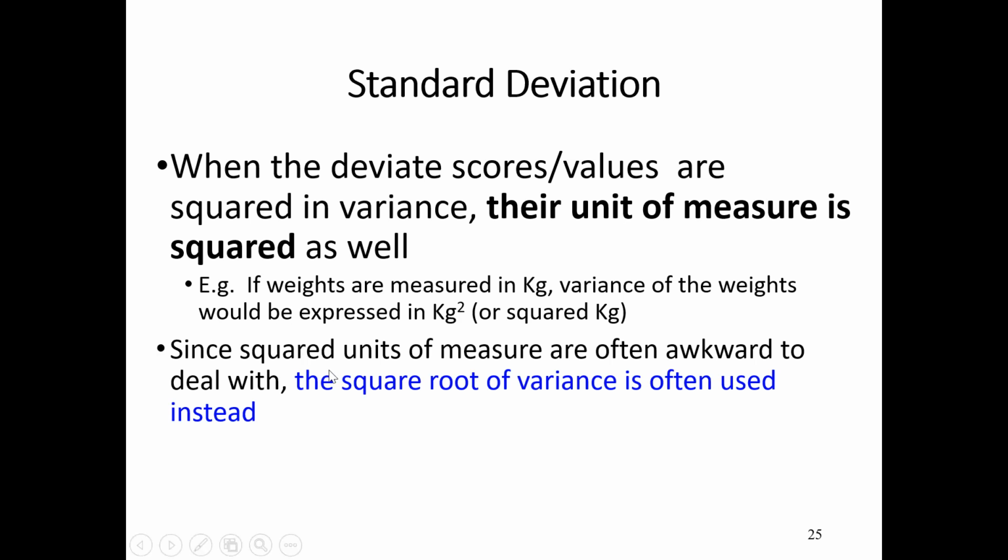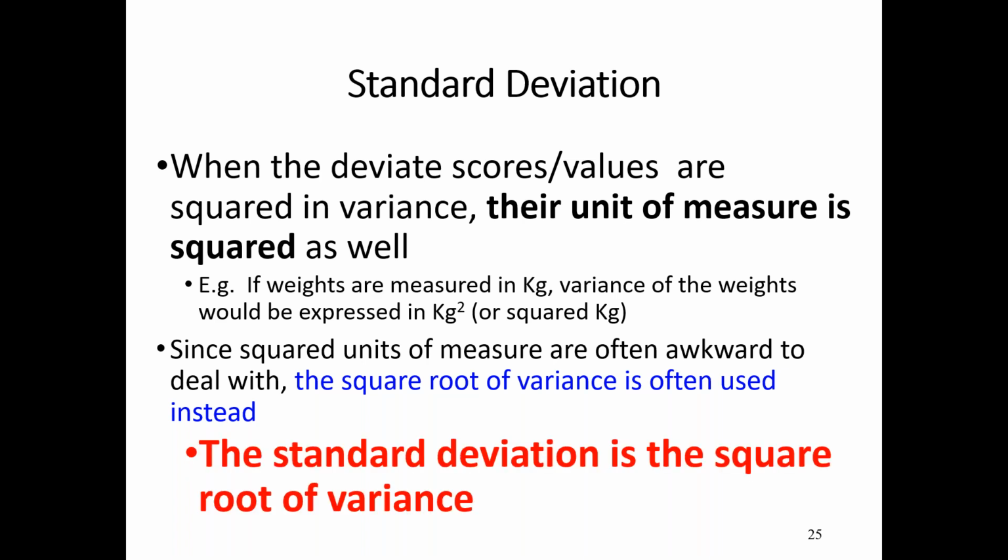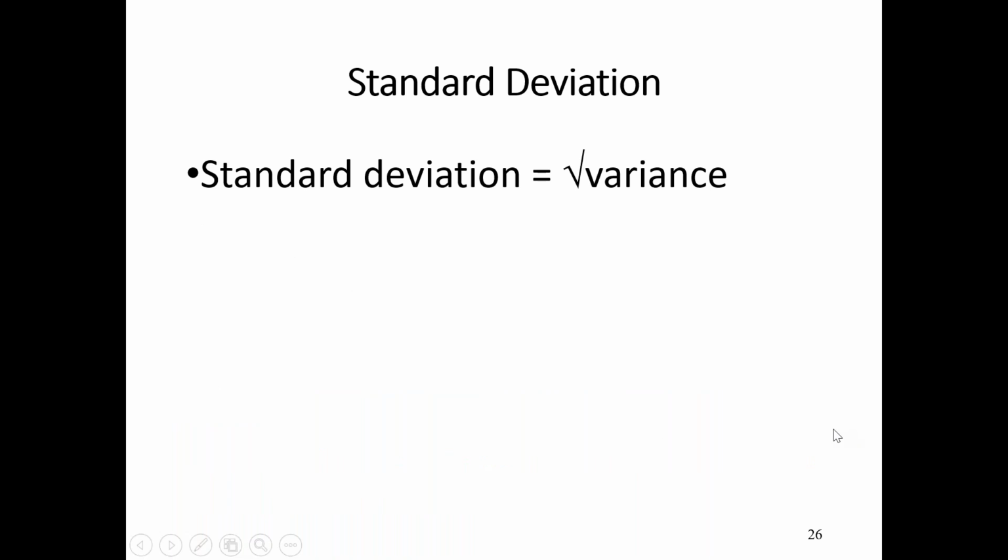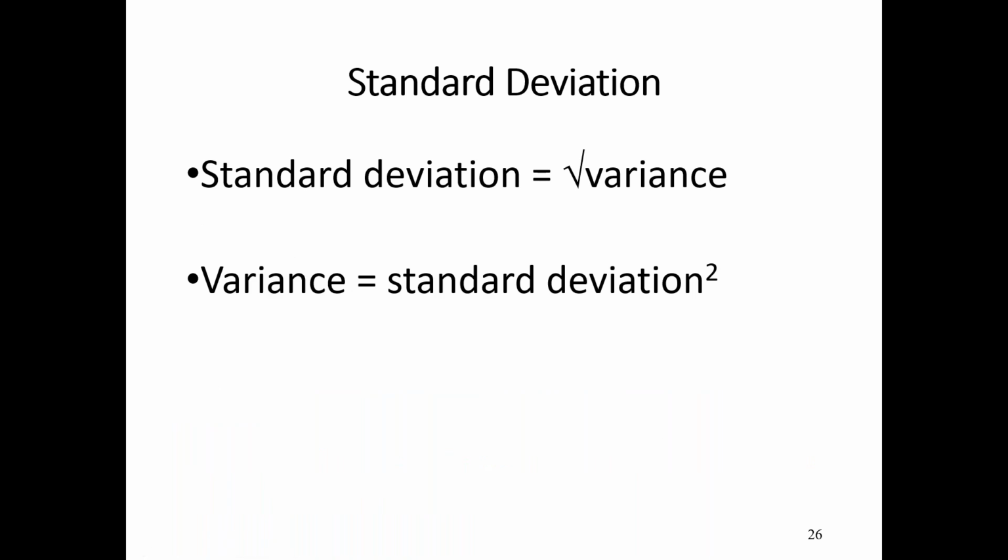This squaring of the units is often awkward to deal with, so the square root of the variance is often used instead. That square root of this squared value, the variance, is what is known as standard deviation. So standard deviation is the square root of variance. Now we have squared, and again to come back to the normal, that is what is known as the standard deviation. So standard deviation is equal to under root of the variance, and variance is standard deviation square.